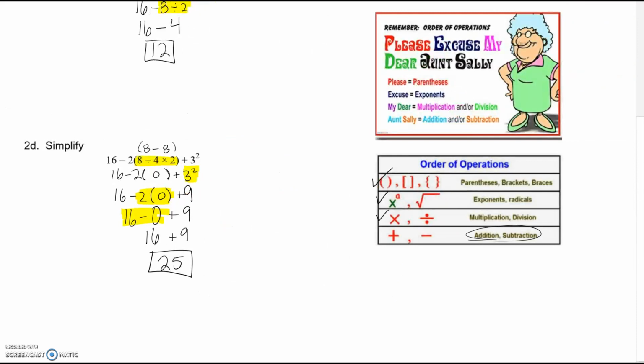Practice your problems, PEMDAS. Remember, multiplication and division, same level. Addition and subtraction, same level.